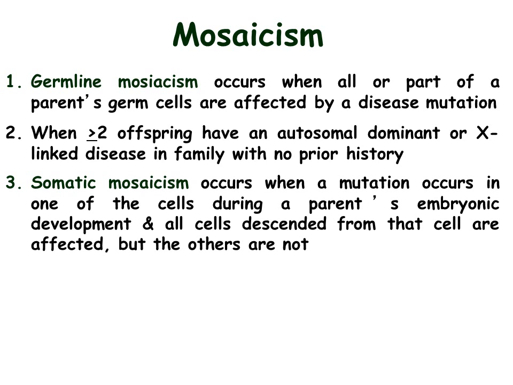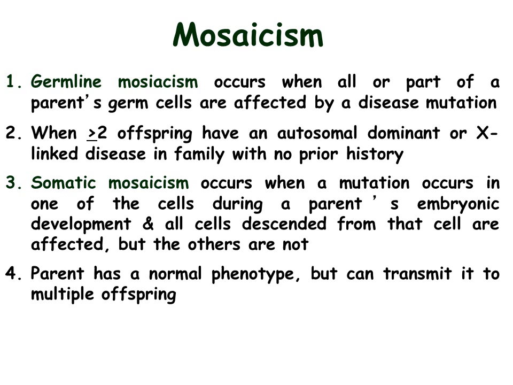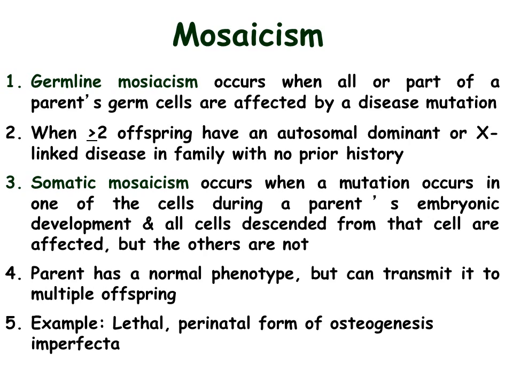But somatic mosaicism occurs when the mutation occurs in one of the cells during a parent's embryonic development. So all the cells descended from that cell are affected, but the others are not. So some of the cells are normal, some of the cells are not normal. The parent, as a result, is going to have a normal phenotype, but can again transmit it to multiple offspring. Examples of this include a very lethal perinatal form of osteogenesis imperfecta, which is not nice at all.